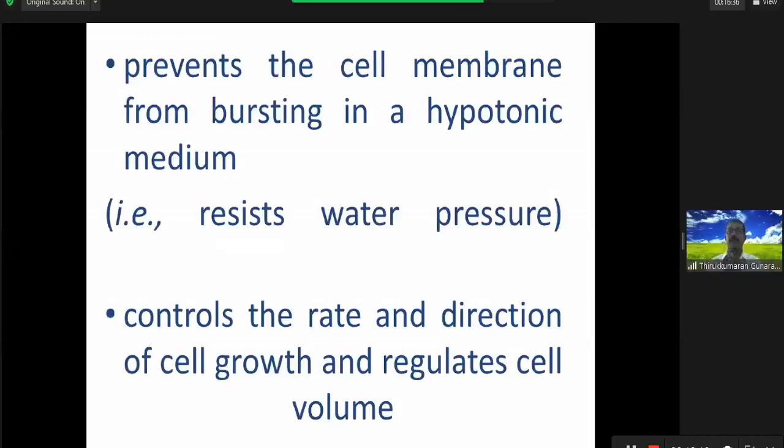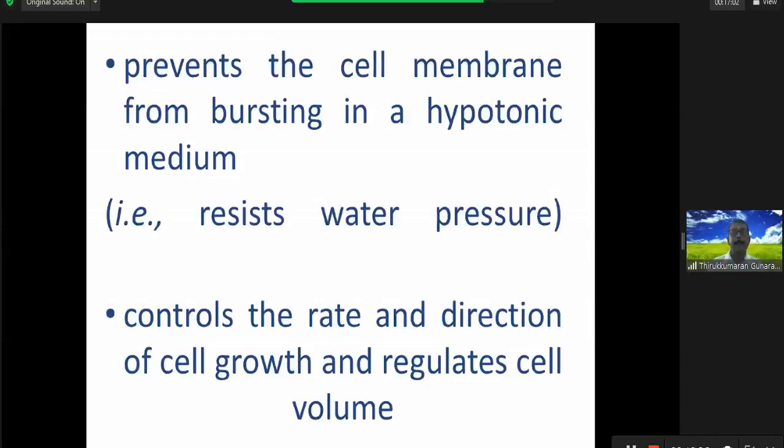The volume of the cell will be determined by the cell wall. If the cell wall is to become this, then we can get more volume. So these are the important functions: structure, function, composition, special features.